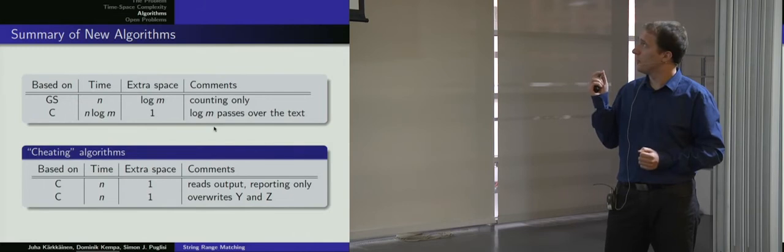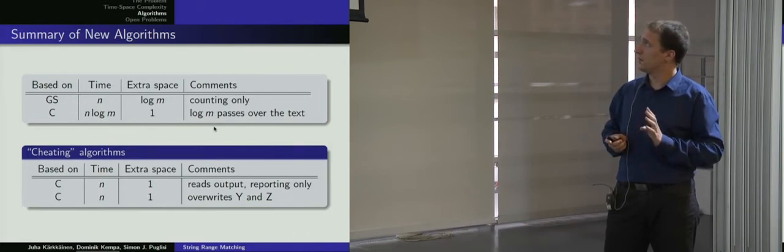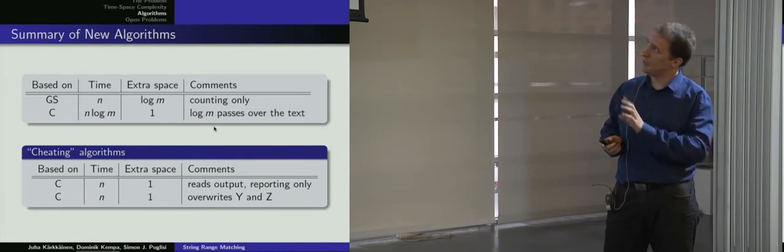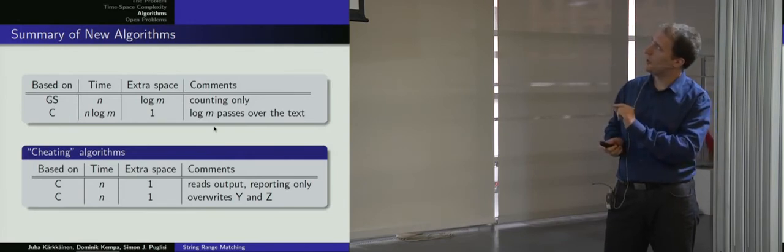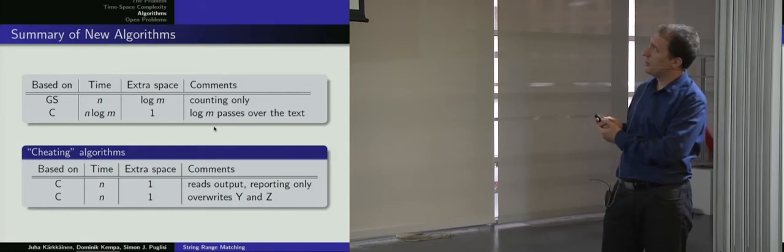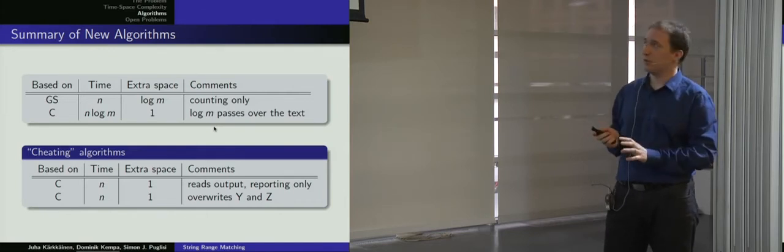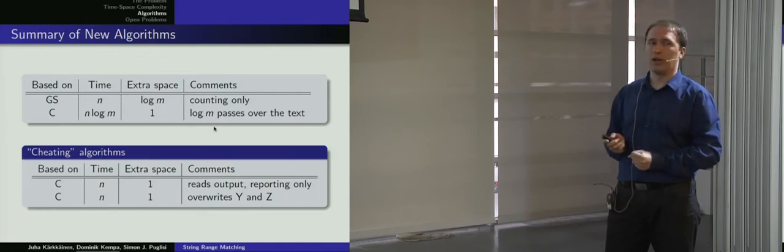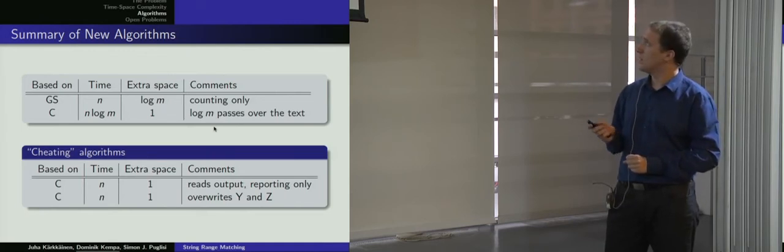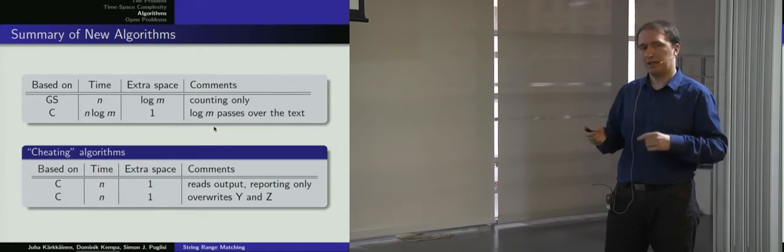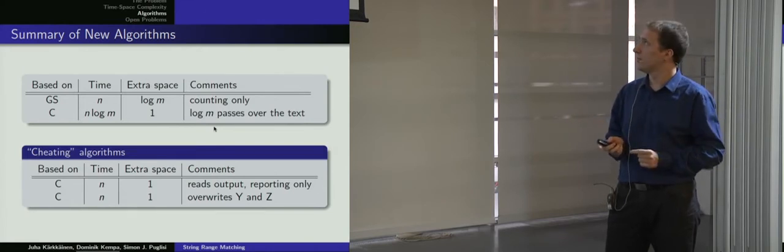So this is a quick summary of these new algorithms. We give two algorithms that, if we consider the product of time and extra space, are both off from time-space optimal by a factor of log m. One of them only works for the counting variant. Also, we give two algorithms that are time-space optimal, but under some special assumptions.